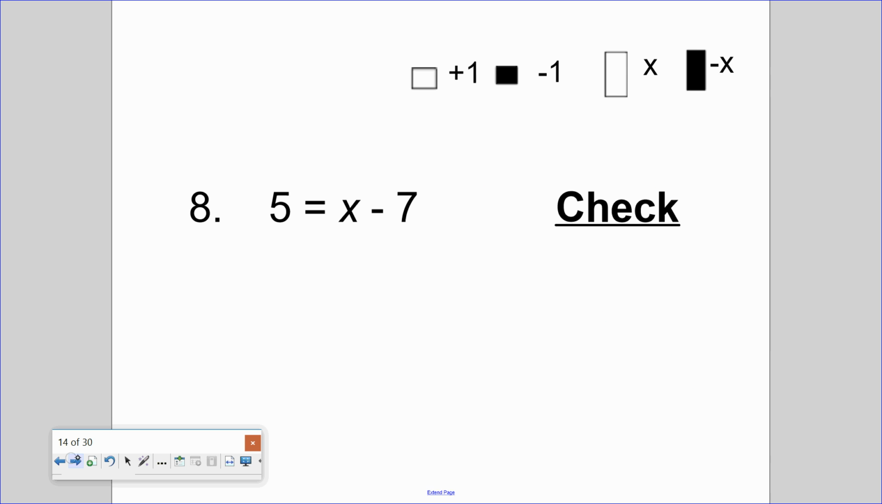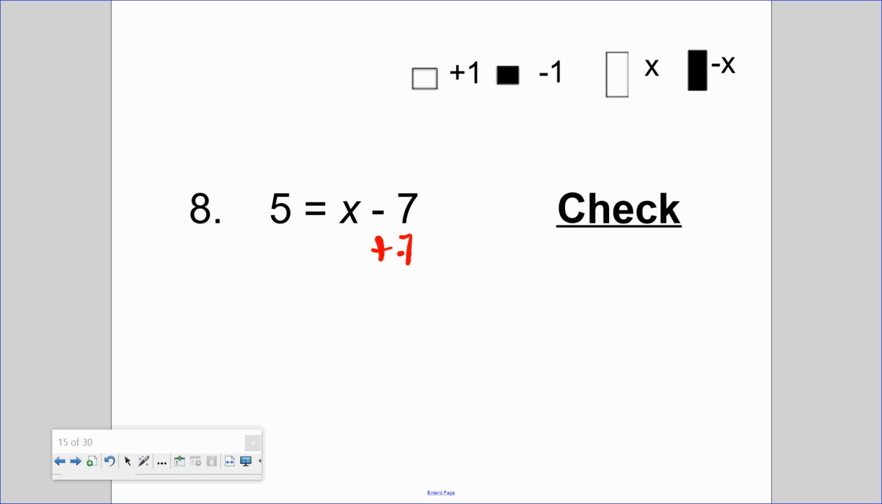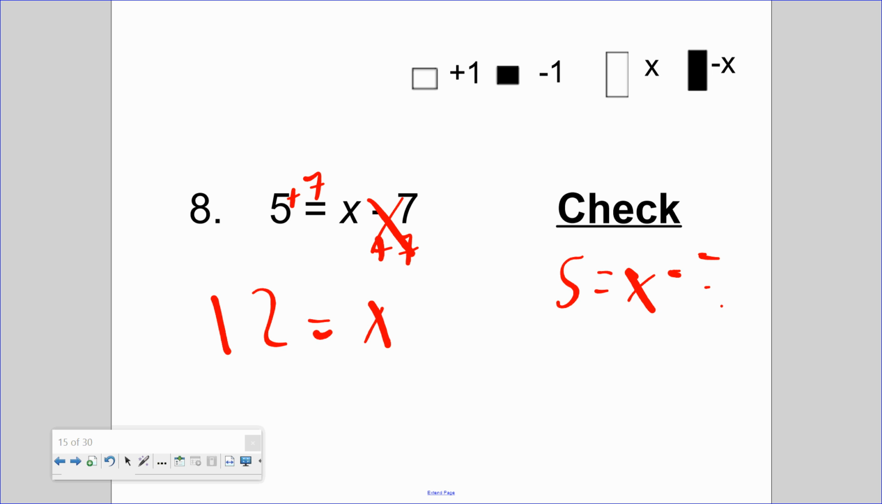Check mark. And number 8. All right, now in here, you're just going to solve it. If you want to use algebra, go ahead. I'm just going to do it algebraically. I want to isolate this variable x. What's the inverse operation of minus 7? Plus 7. So x equals 5 plus 7, which is 12. Check your work. You are required to check your work. I replace this x with 12. Is 12 minus 7 equal to 5?